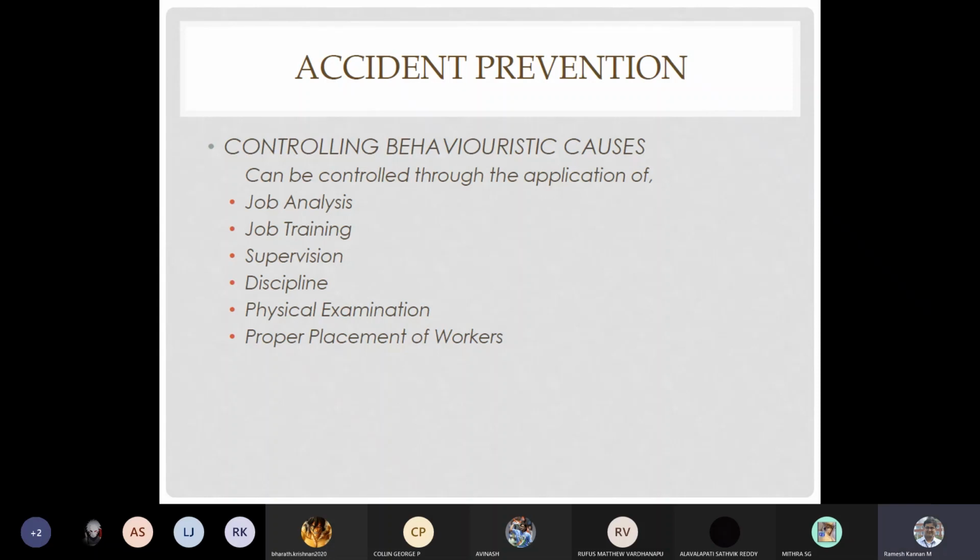Right? And the proper placement of workers, that's very important. Not only scheduling it, but how you poise them, how you hoist them, and how you manage them, right? So human resource is also very important in project management.